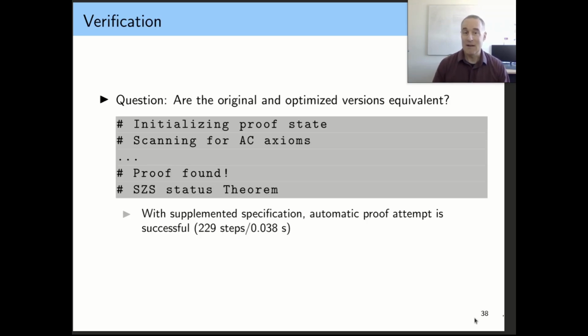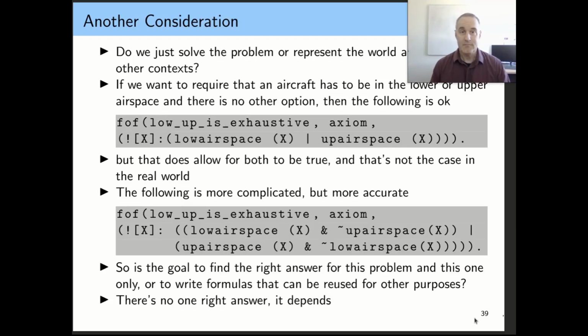Right? And if we make that revision, we do get the right answer, and it's found in a lot of steps, but a very short period of time, because modern theorem provers are super fast. Okay. So do we solve the problem, or do we represent the problem in a general way?